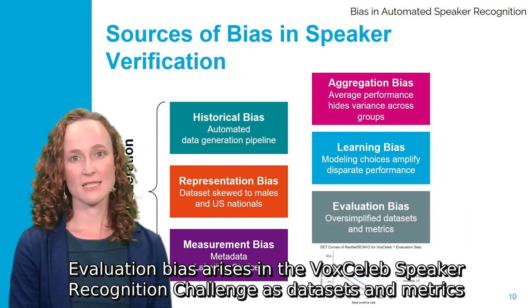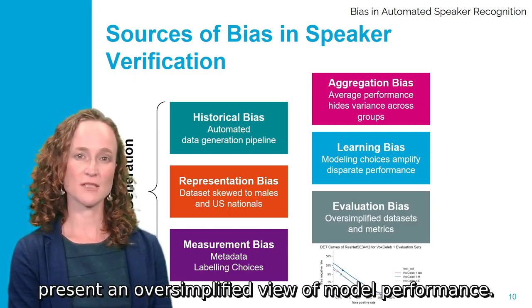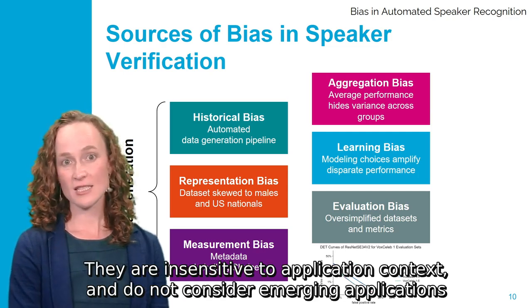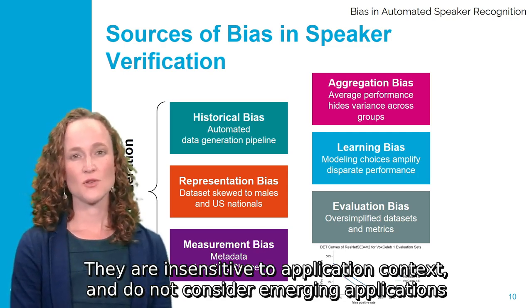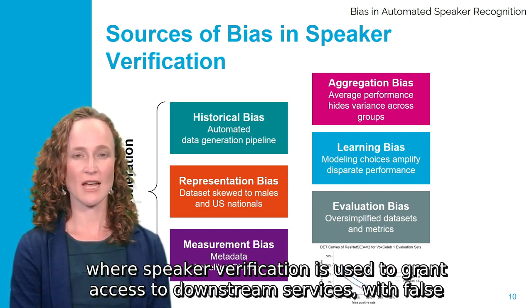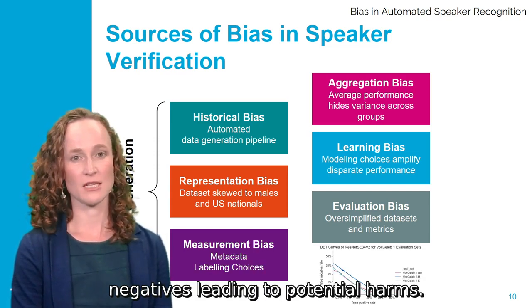Evaluation bias arises in the VoxLab SRC as datasets and metrics present an oversimplified view of model performance. They are insensitive to application context and do not consider emerging applications where speaker verification is used to grant access to downstream services, with false negatives leading to potential harms.